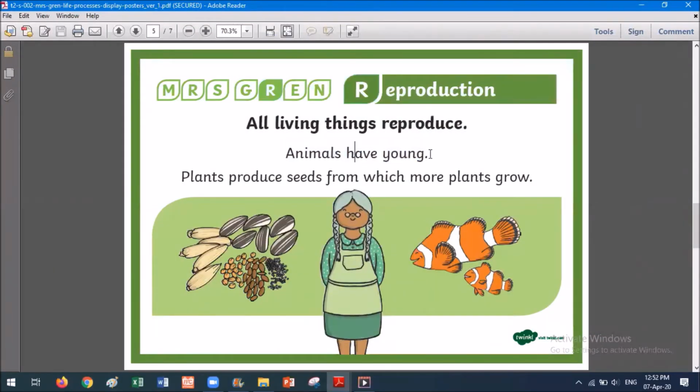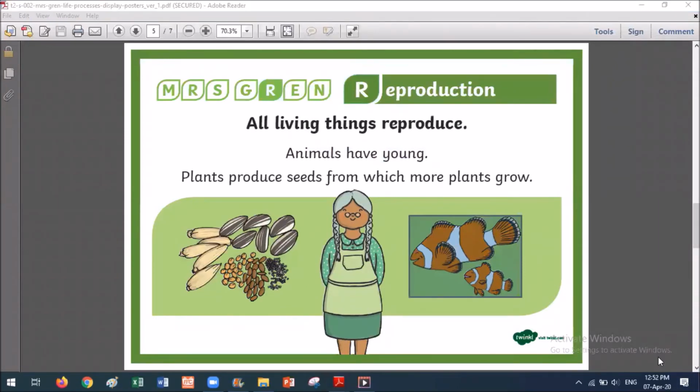So for reproduction, bacteria makes copies, they reproduce. Plants produce seeds as well, from which more plants grow. And animals have young. Now, there's two different ways that animals are going to have young.